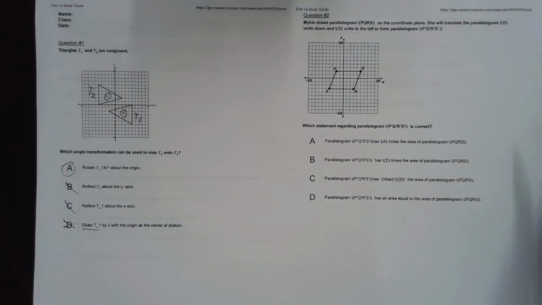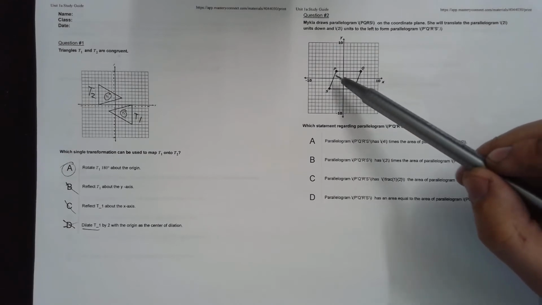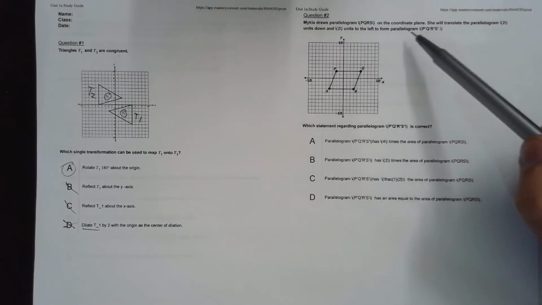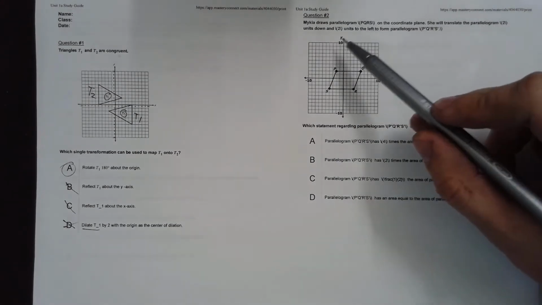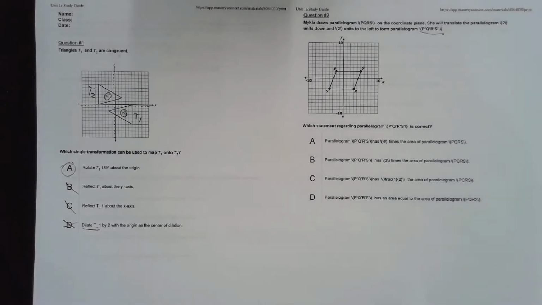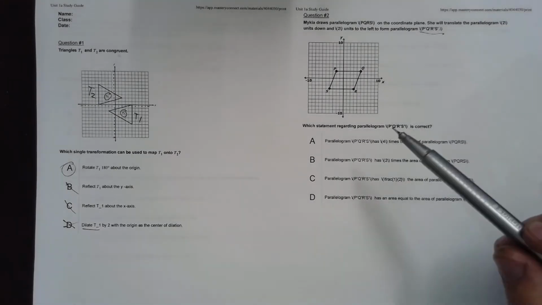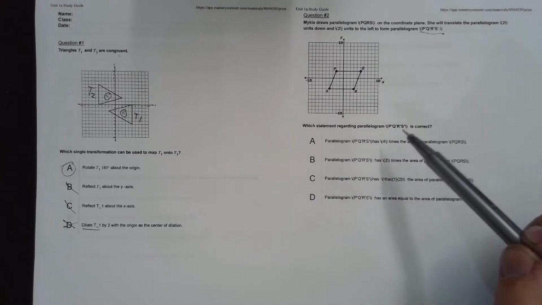For number 2, it shows us this parallelogram PQRS on the coordinate plane. She's going to translate the parallelogram 2 units down and 2 units left to form a new shape. So if it's 2 down and 2 left, okay, it's just a translation, and it asks us to make a statement regarding this new shape.